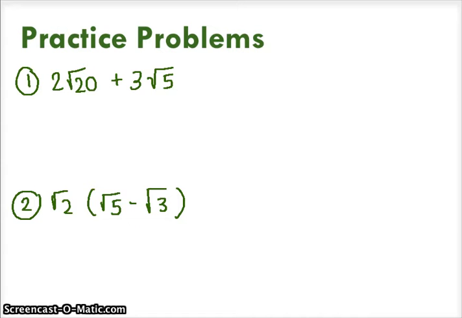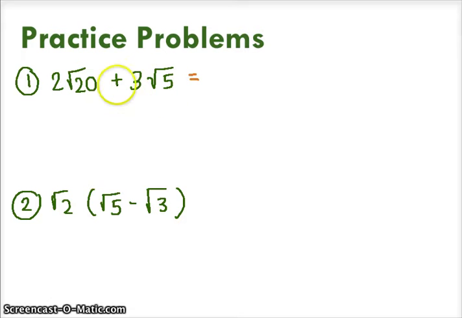Okay, so we're going to practice some problems, and I think I have 7 or 8 maybe. Okay. So 2 root 20 plus 3 root 5. When we add something, we need to make sure that the value inside the root is the same. In this case, it's 20 and 5, so we can't add them. So our only choice is to try to simplify both radicals.